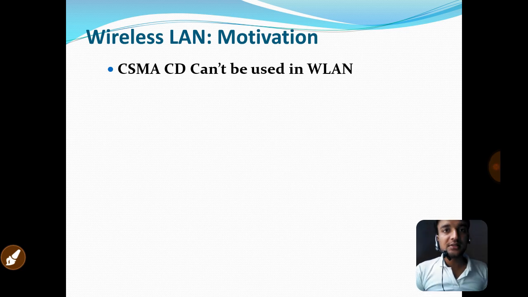So what we use is CSMA CA, collision avoidance here. Now let's move to the next slide. In exam, this is an important question, why CSMA CD cannot be used in WLAN. You must say that in a wireless network it's not possible to sense the carrier and to sense the collision. So that's why CSMA CD cannot be used in WLAN. Okay, now let's move to the next slide.